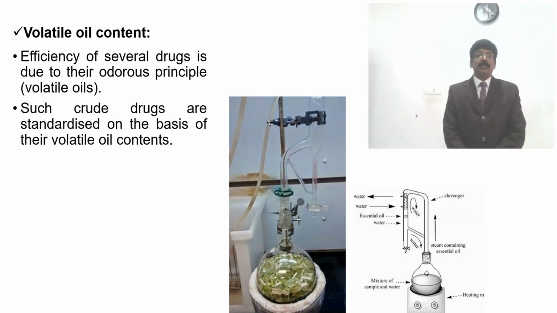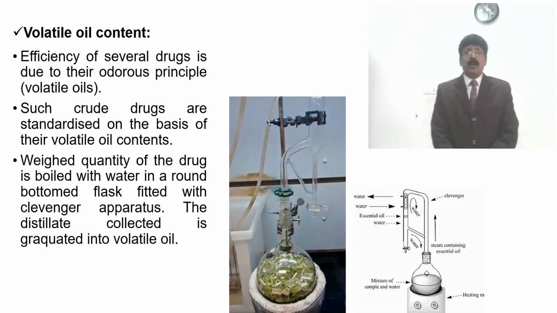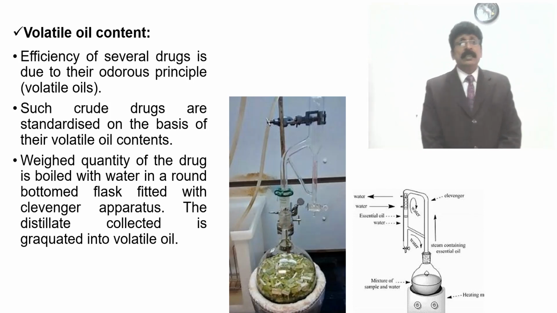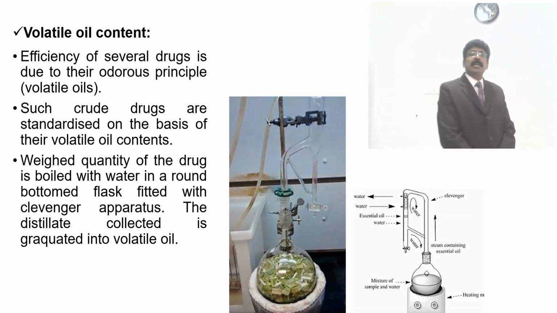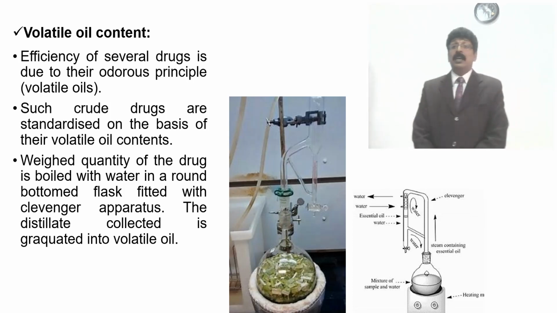Such crude drugs are standardized on the basis of the volatile oil content. A weighed quantity of the drug is boiled with water in a round bottom flask, which is connected to the Clevenger apparatus shown in the picture. The distillate is collected in a graduated tube, meaning there will be measurement lines on it.